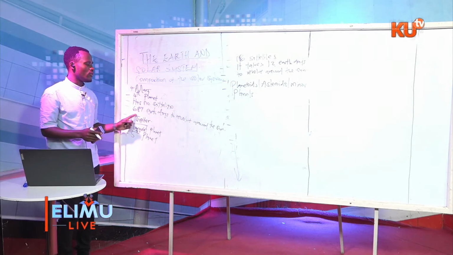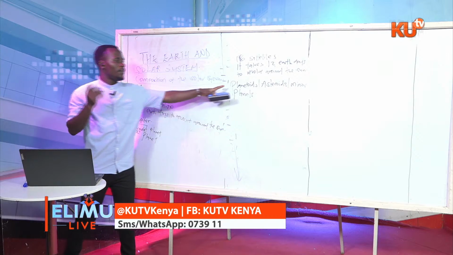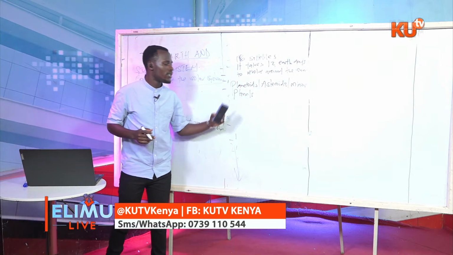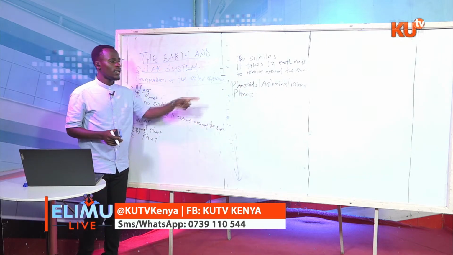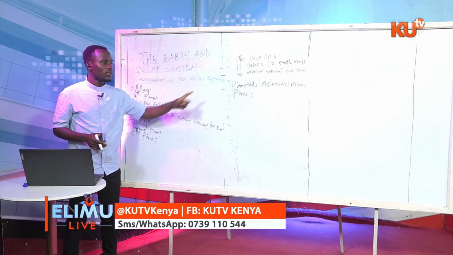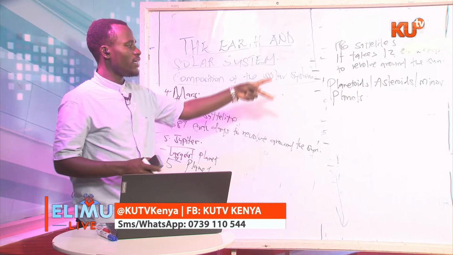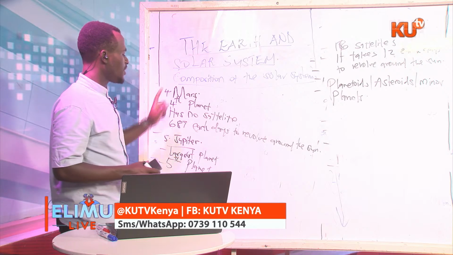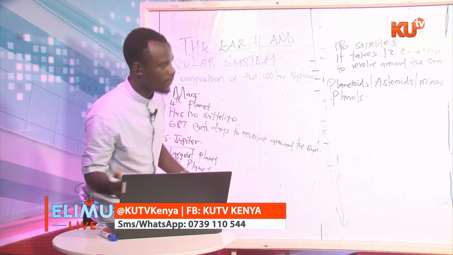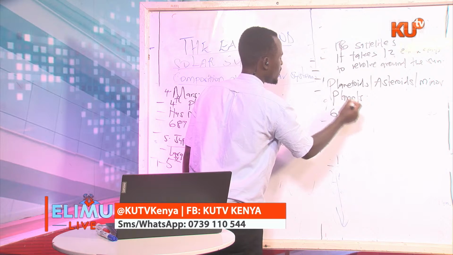In between Mars and Jupiter, there exist planetoids, or asteroids, or in other terms they are called minor planets. Now, they exist between Mars and Jupiter. Quickly, let's look at number 6, which is Saturn.